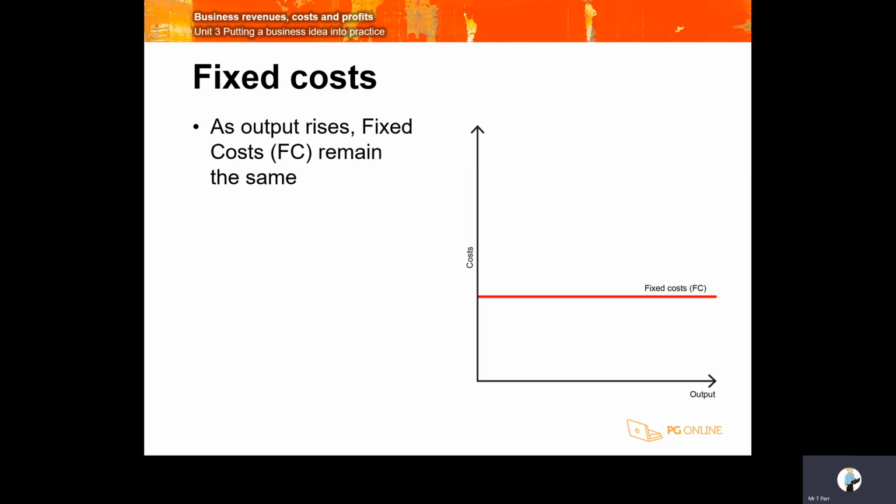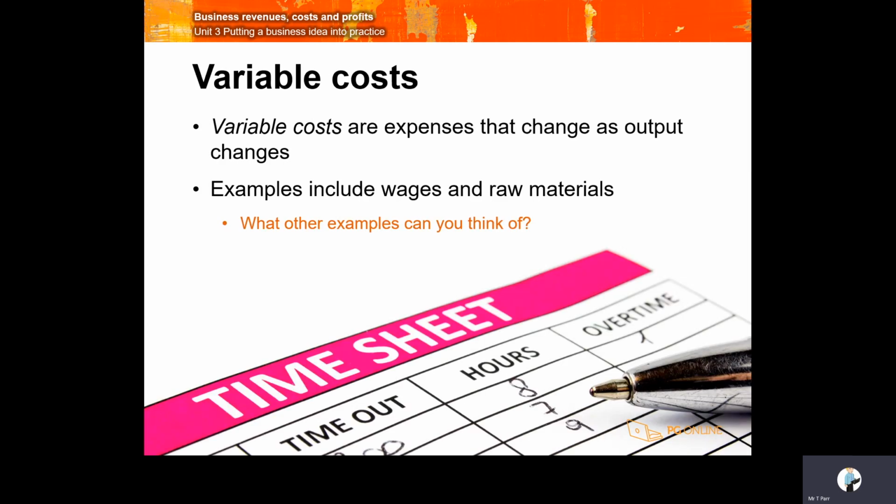On a graph, you can see there the fixed costs remain the same. It doesn't matter what the output is. So we know how much our fixed costs are going to be. As we produce more shoes or less shoes, that cost doesn't go up and down. Variable costs change depending on how many, in our example, how many shoes we actually physically produce. Variable costs change as the output changes.